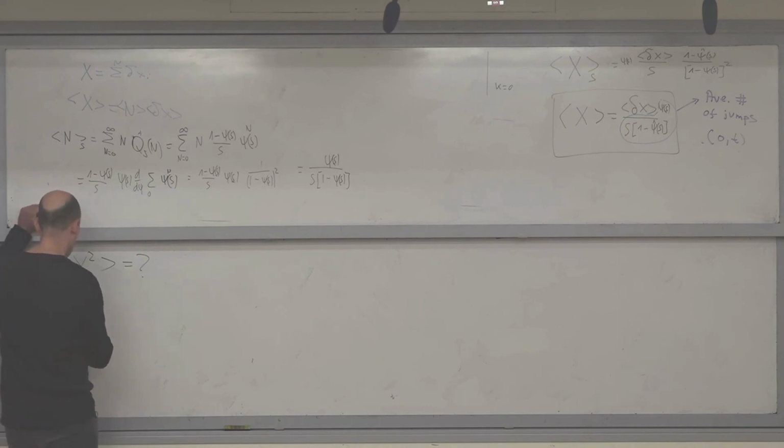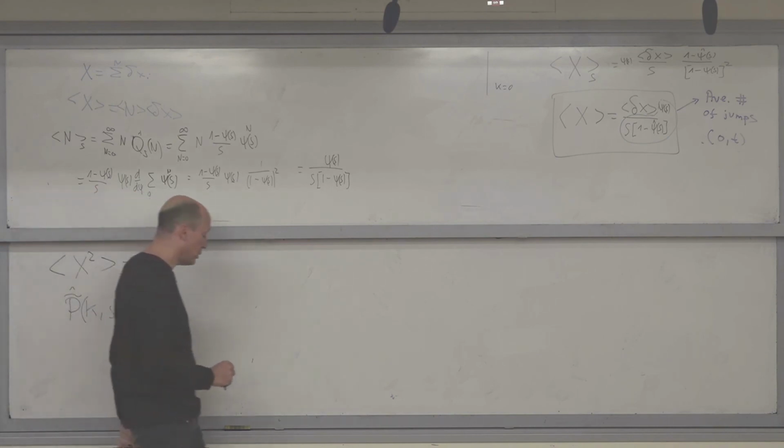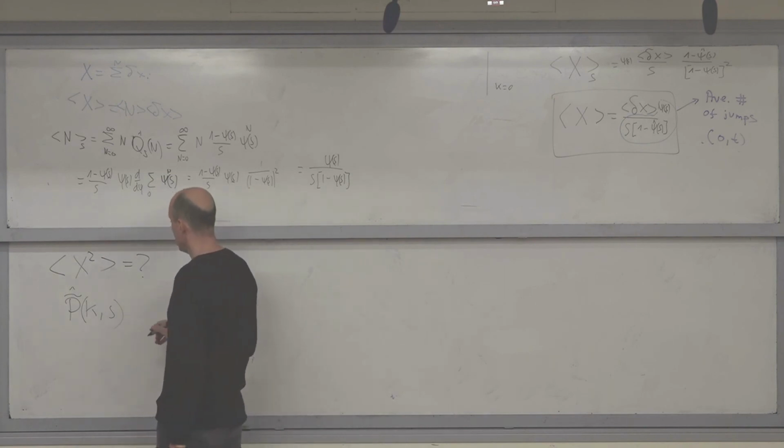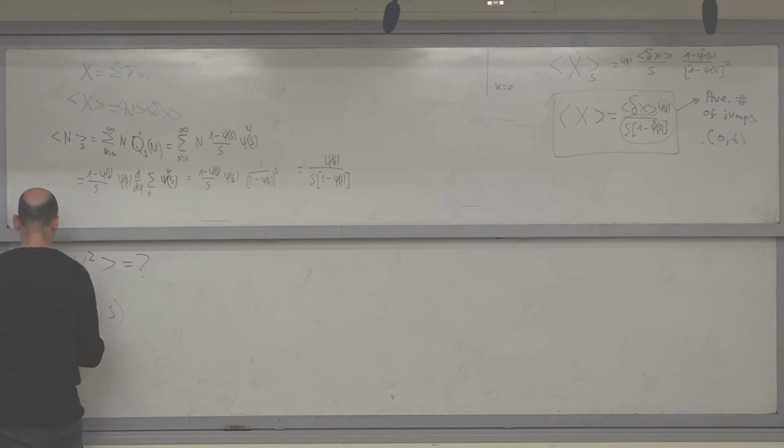So what do we need to do? We have P(k, s). We have it from the Montroll-Weiss equation. Double transform, Laplace transform and Fourier transform. In principle, this is a vector, but let's write it in one dimension. And then, what is the second moment? You need to take the second derivative with respect to k, and then take k to 0.